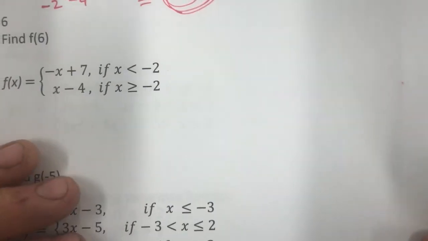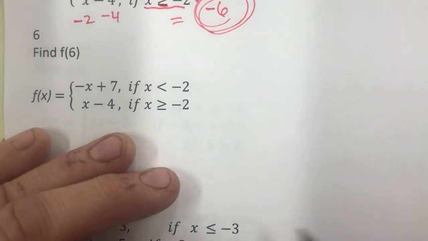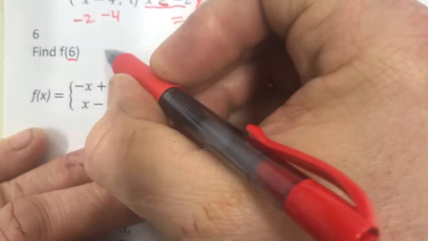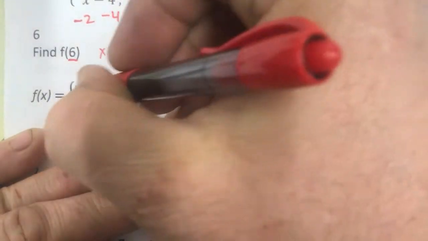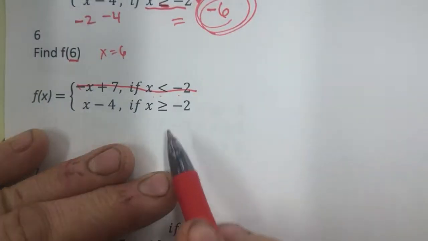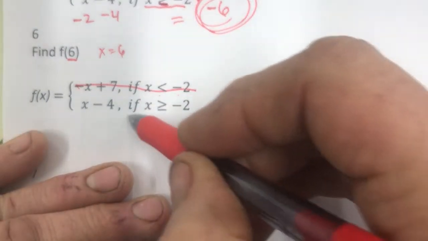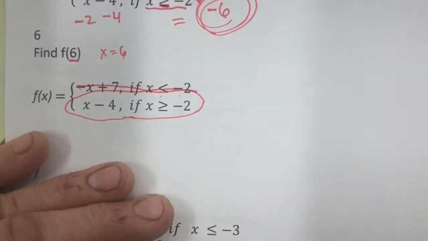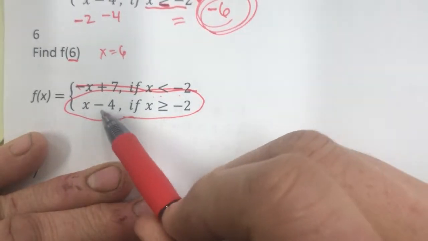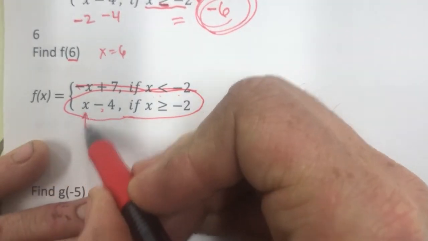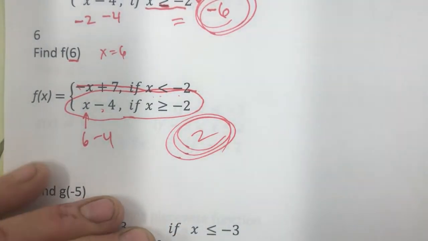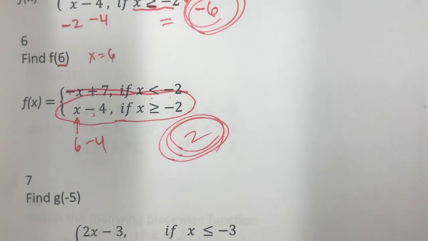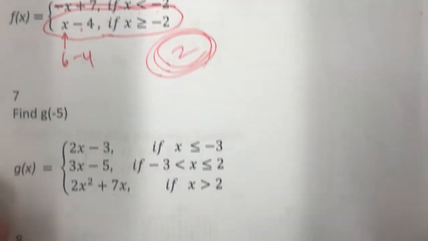What about 6 here? Okay, f of 6. So x is 6. Is 6 less than -2? No, it's not in that piece. Is 6 greater than -2? Yes, we belong in that piece for this function. So I put 6 right there for x. 6 minus 4 is 2. There you go. So it's rather simple. You just have to figure out which piece you belong in and then plug into that piece.